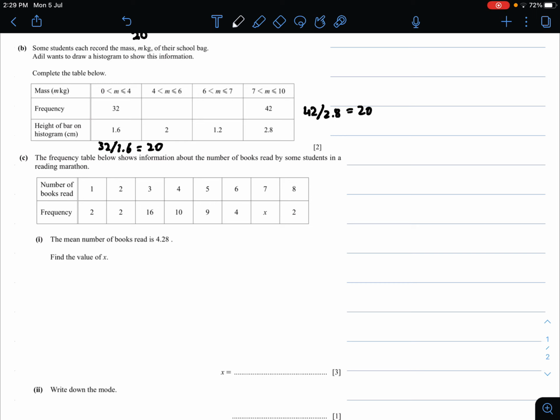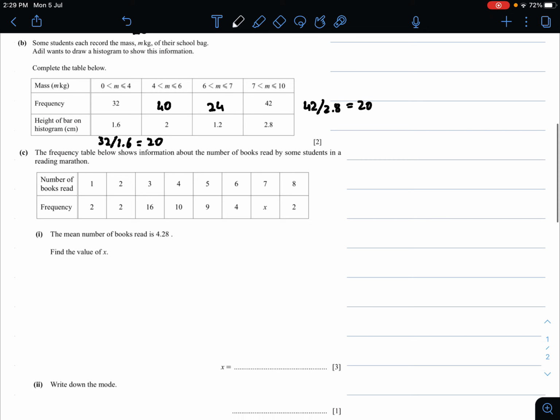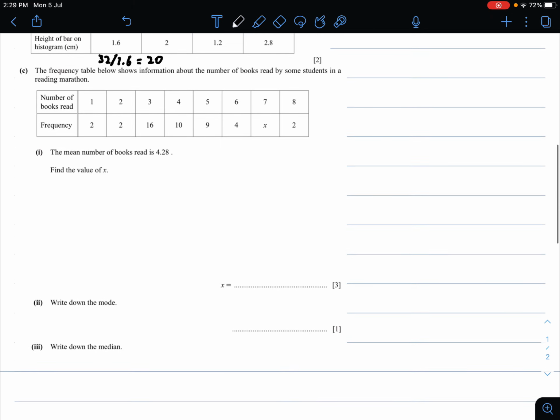Therefore, you know that that is your constant that you need to multiply with your height of the bar of the histogram to get your frequency. So 2 multiplied by 20 would be 40, and 1.2 multiplied by 20 would be 24. Therefore, these are your final answers for part B. Now let's move on to part C.